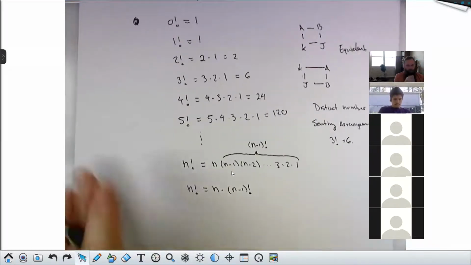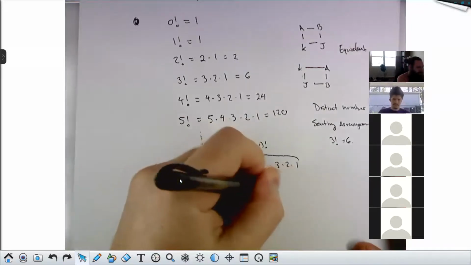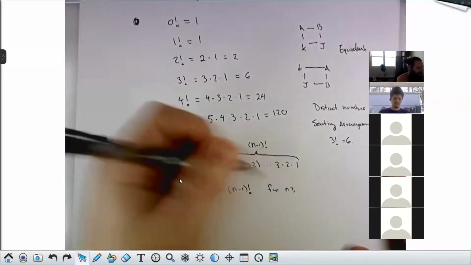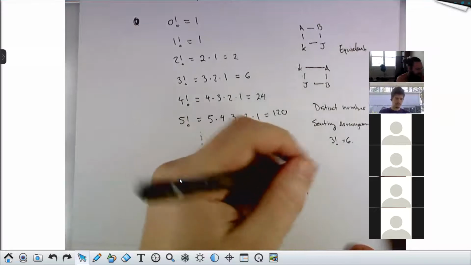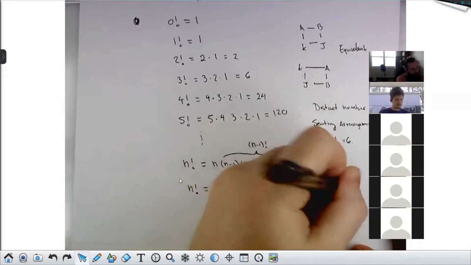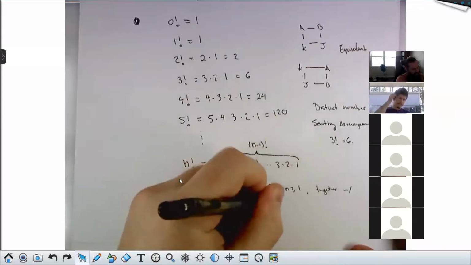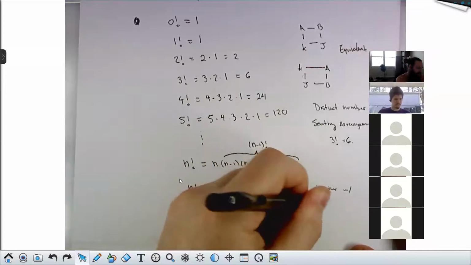That breaks down if n is 0. Say that one more time. That breaks down if n is 0. It does, yeah. So this works great for n greater than or equal to 1. And we have the initial condition, n greater than or equal to 1, together with defining 0 factorial to be 1.